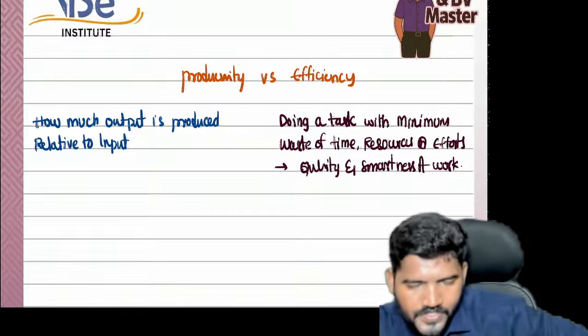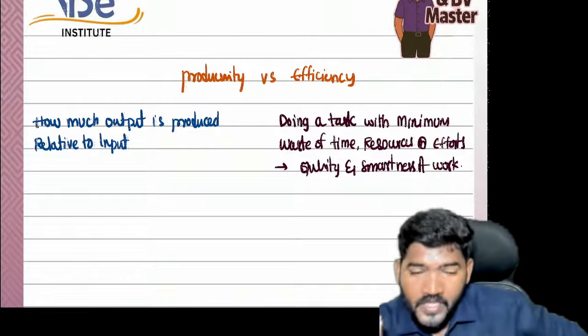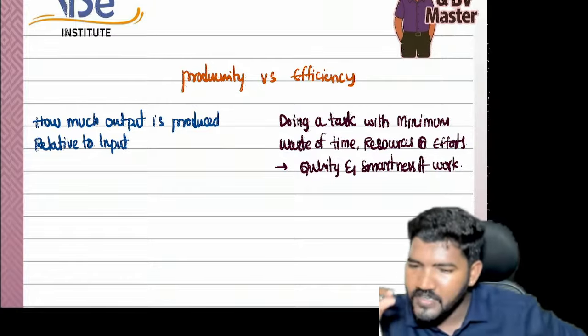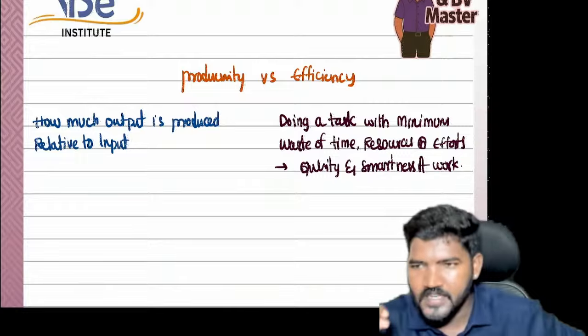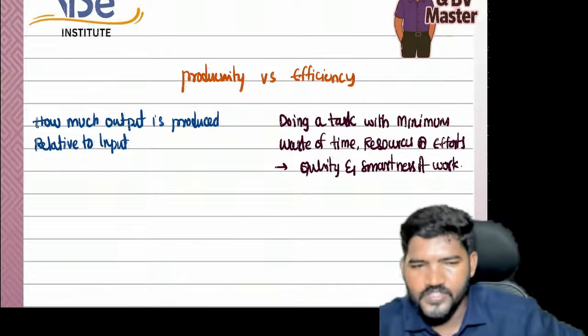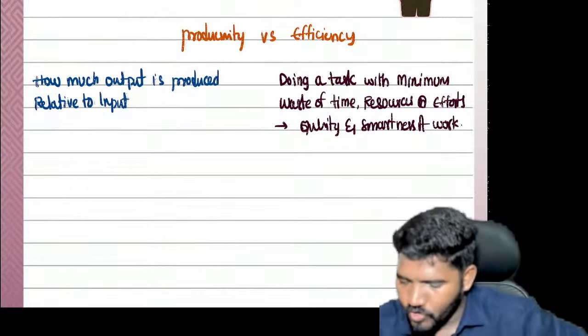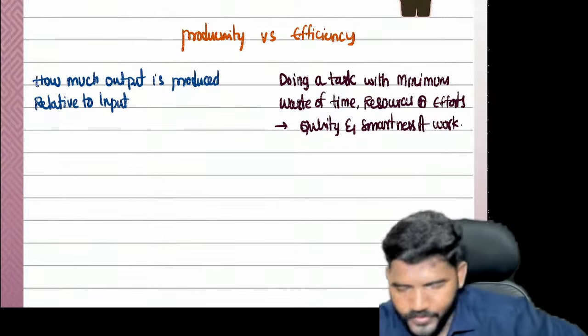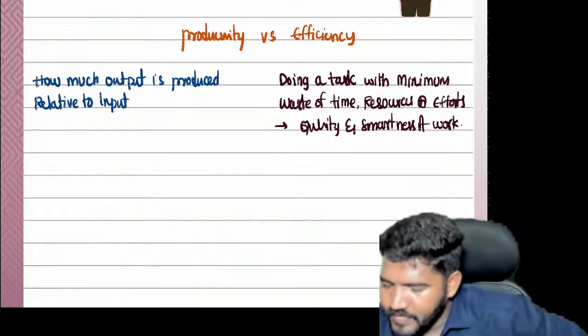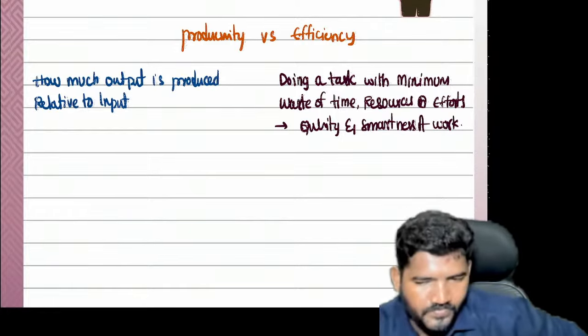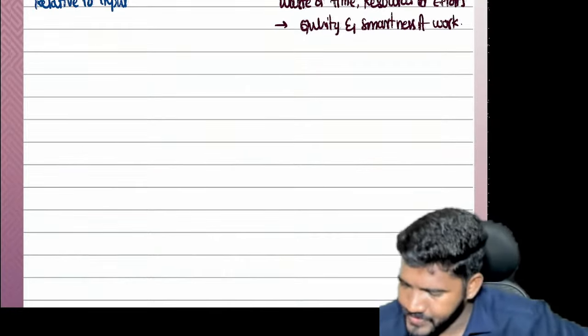But when it comes to efficiency, they are not focusing on the inputs alone. They focus on how little input I provided, and based on that lesser input, how much output I receive. Guys, clear? So, how much output is produced relative to input, doing a task with minimum waste of time, resources, efforts, quality and smartness of work. Guys, clear? Next.